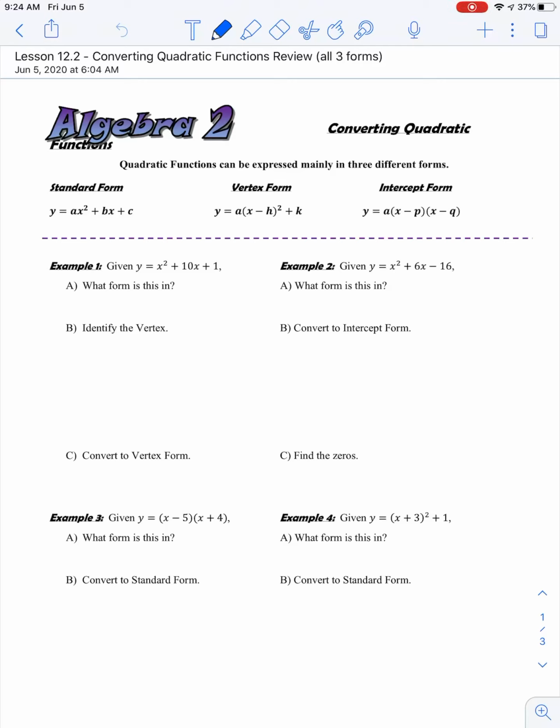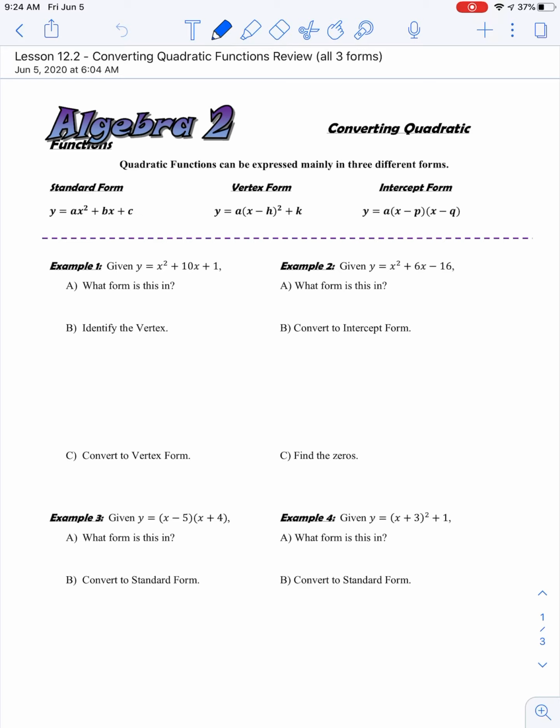In this lesson, we are going to be converting quadratic functions from one form to another. We have already done this in individual lessons, but we're now going to put all types of conversions together in one lesson with all three forms at once. So just to review, standard form, vertex form, and intercept form, those three general equations are given at the top. Let's jump right into example 1.